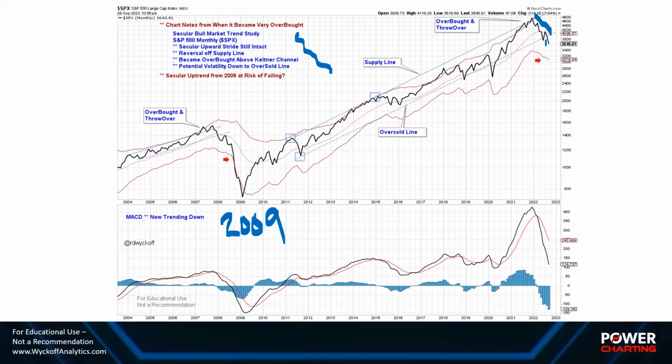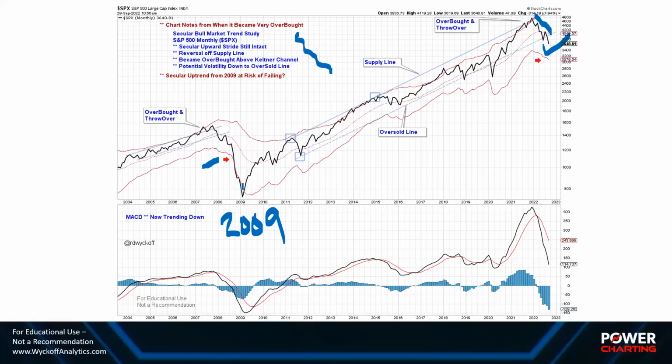Now, as you can see, this is below the secular uptrend and is now at risk of just basically falling out of its secular uptrend as it did in 2008, 2009. And so I've drawn a red arrow, which shows that if you do get a breakdown, you can go to the bottom of this Keltner channel, which then can continue to decline, which it did.